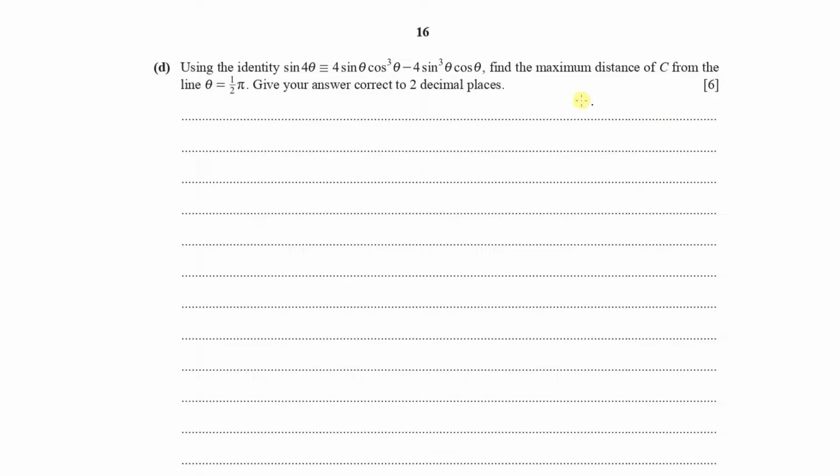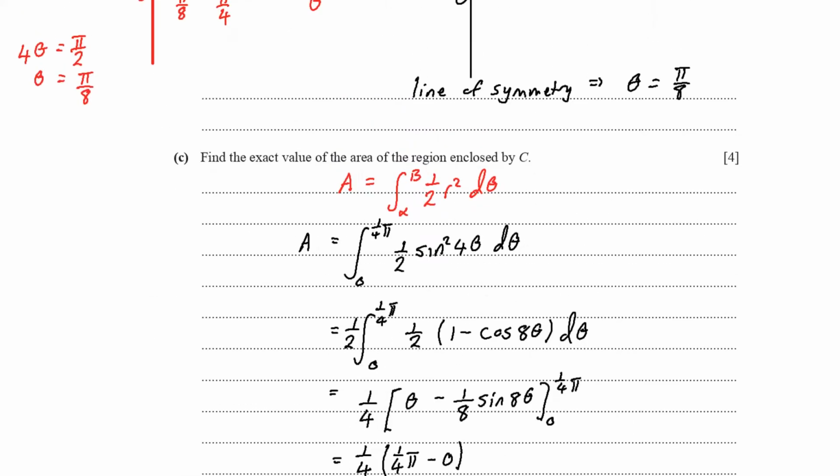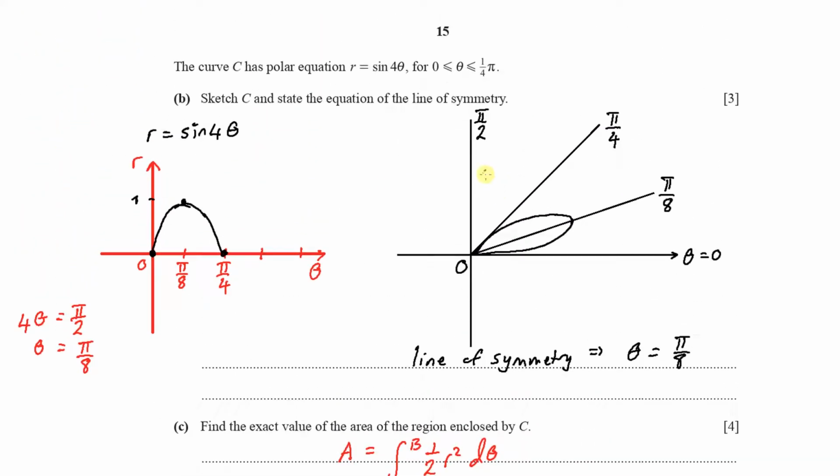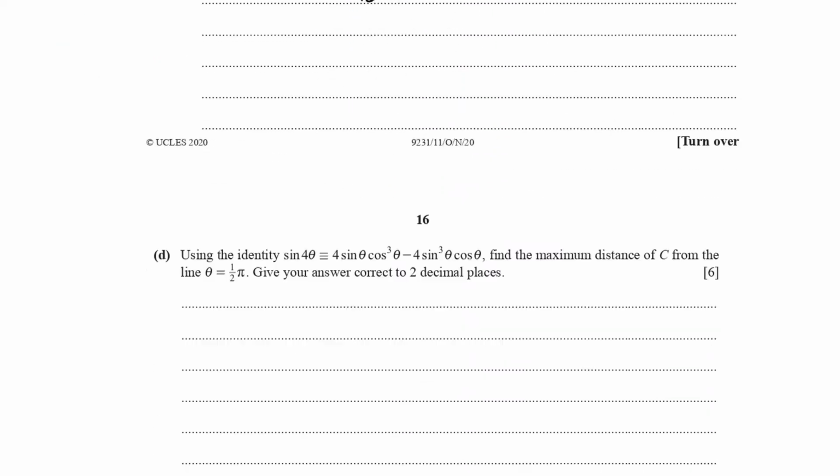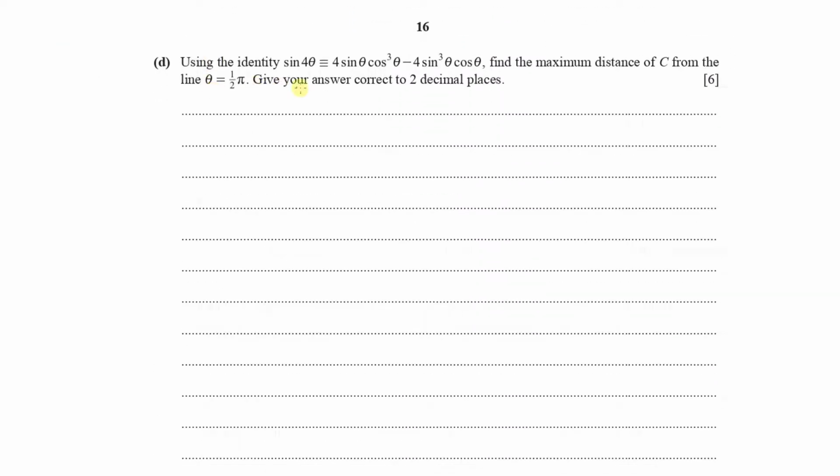Now here they want us to find the maximum distance of the curve C from the line theta is equal to half pi. And if we go back to the graph, the line theta is equal to pi over 2 is this vertical line. So we want to find the maximum distance from this line to the curve. This means that we are looking for the maximum x distance from this vertical line to the curve. So in order for us to be able to do that, we will need the x equation of the polar curve. And we know that x is equal to r cos theta.